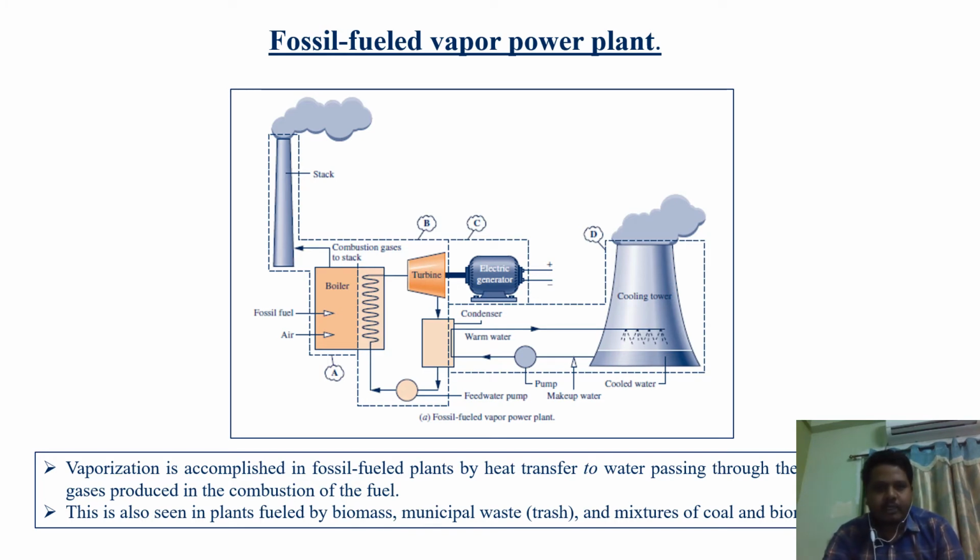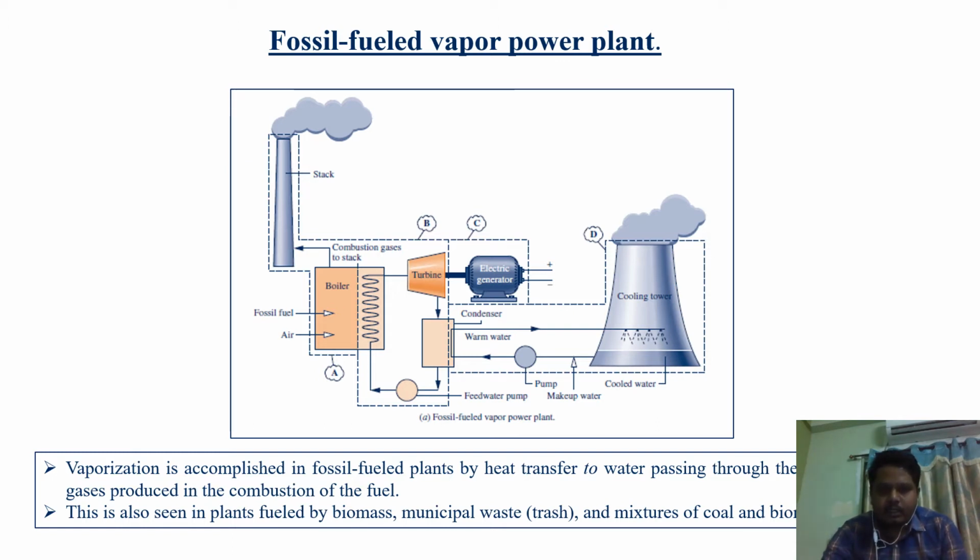Okay, for example, if you take the fossil fuel vapor power plant, see here. What is happening in the boiler? The water is converting into steam. How is it converting into steam? Here we are supplying the heat energy. How are we giving the heat energy? By burning the coal. Here the fossil fuel means it is coal. When we burn the coal, it will generate the heat. That heat passes through the boiler, and it converts the water into steam. So here the energy source is the coal. So this is regarding the fossil fuel vapor power plant.